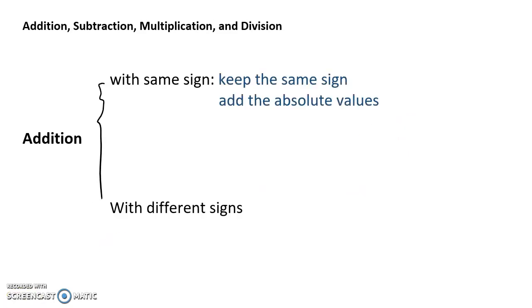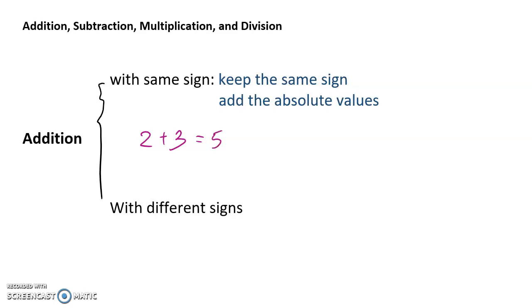If the 2 numbers have the same sign and we're adding them, the result will be the same sign as the 2 numbers, and we will add the 2 absolute values. For example, an easy example, if it's 2 plus 3, it's a positive number plus another positive number. We keep the same sign, which is positive, and we add the absolute values, which is 2 plus 3, which is 5. Well, we already know that.